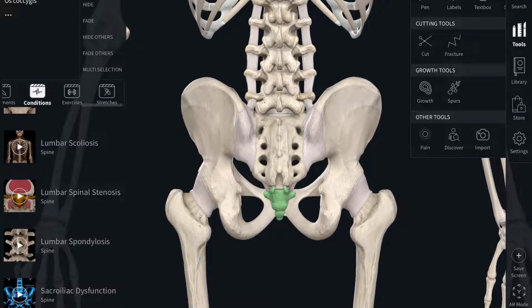Moving on to the coccyx. The word comes from a Greek word meaning cuckoo. This refers to the curved shape of a cuckoo's beak when viewed from the side. The coccyx is considered to be 3 to 5 fused vertebrae that are articulated with the inferior aspect of the sacrum.